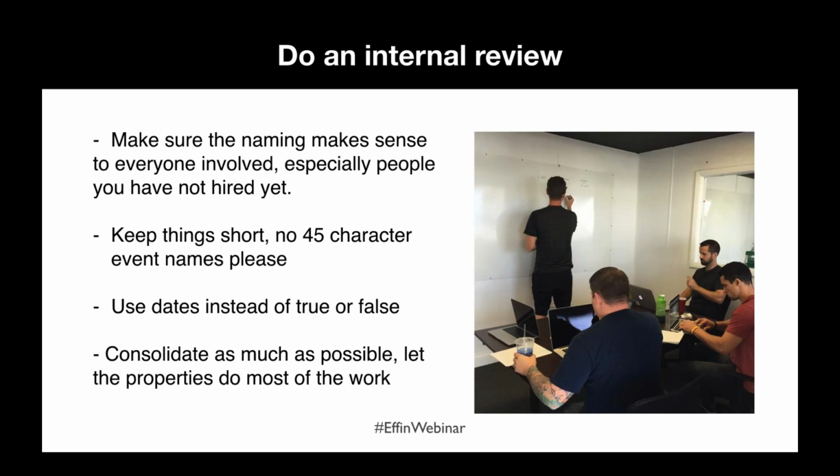So for an example, instead of putting viewed pricing page, you would just have viewed page, and then you would have a property name, which would be page, and a property value, which would be pricing. Now, this is the main way that you would do this for most tools.